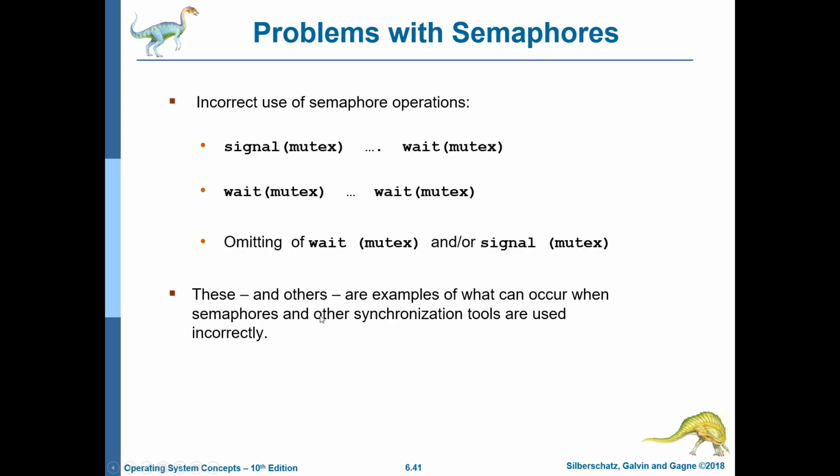Incorrect use of semaphore operations. If we omit a signal or a wait, or their ordering is not correct, then it is possible that we might be waiting forever. Because of this, there is a need to properly verify code with locks as well as semaphores, semaphores being more expressive in this case.